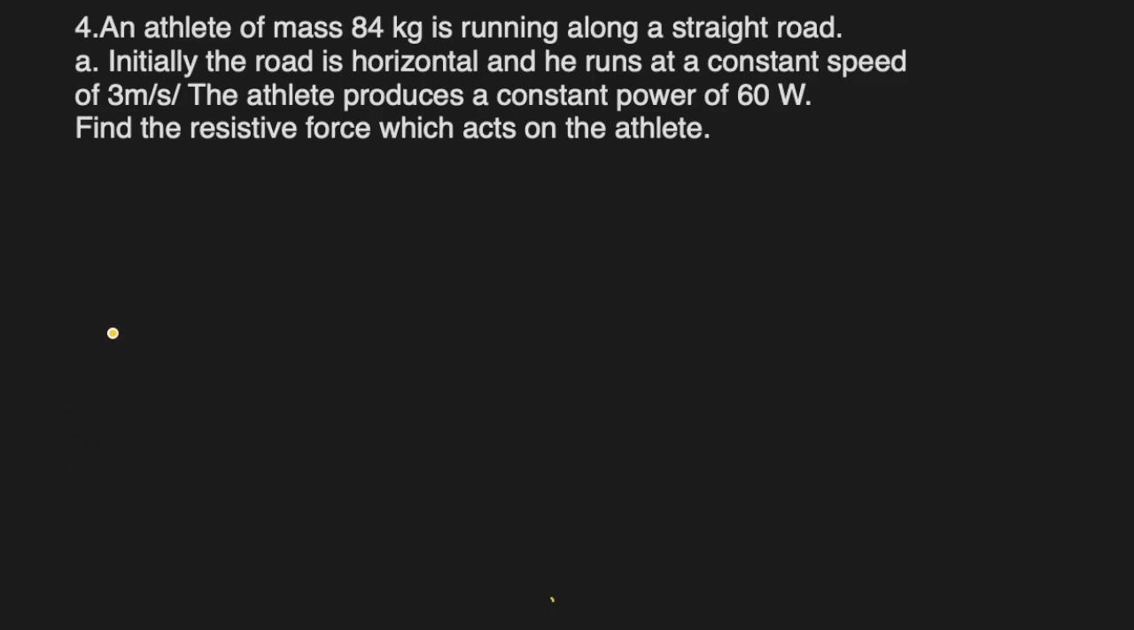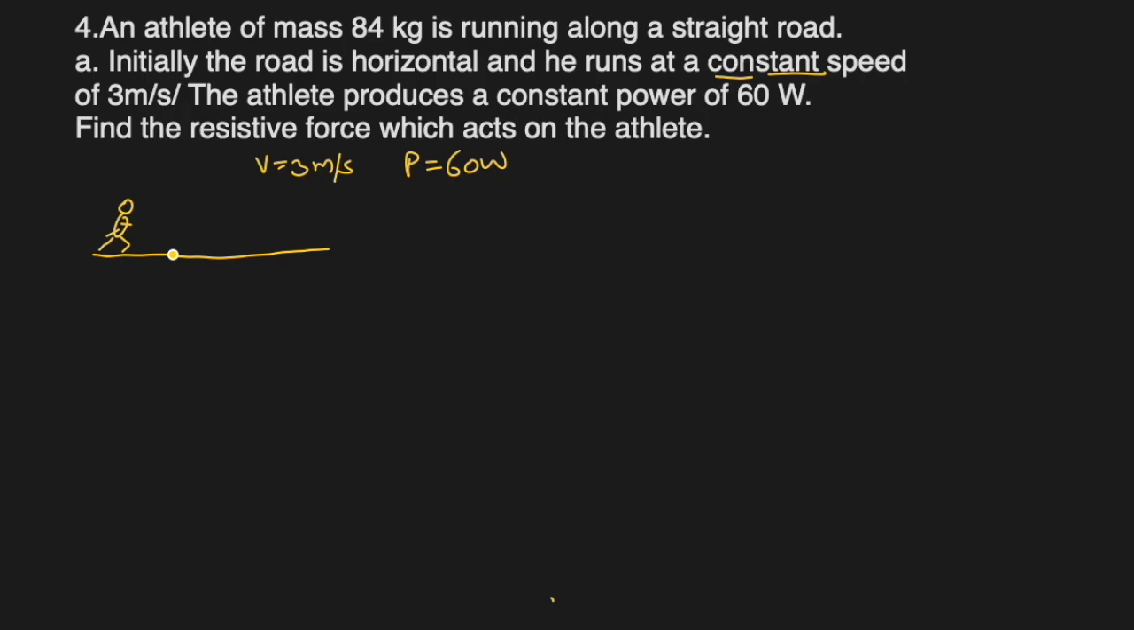Question 4. An athlete of mass 84 kg is running along a straight road. Okay, so this is the road and the athlete is running on it. Initially the road is horizontal, of course it is horizontal, and he runs at a constant speed of 3 meters per second. Constant speed, okay, that means there is no acceleration. The athlete produces a constant power of 60 watt.